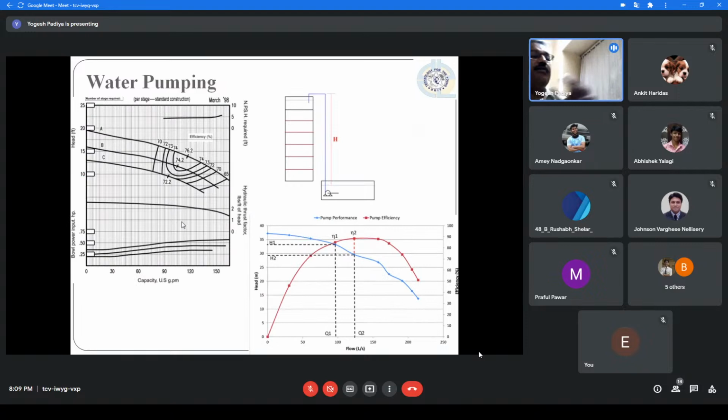Now, these are some of the things, not a part of the main discussion, but just saying that these are the curves which say the power consumption of the pump. So the power consumption of the pump depends on the operating point. Let us see.